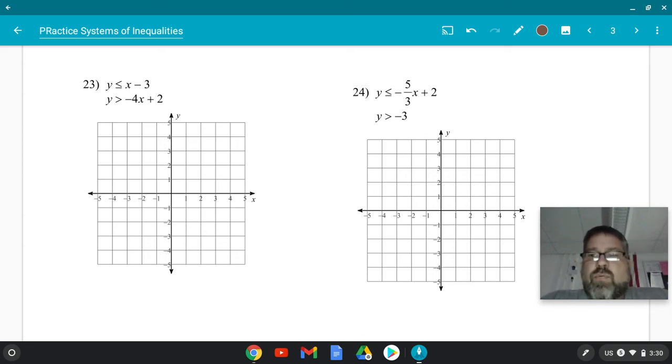Welcome to 3.5, Solving Systems of Linear Inequalities. Okay, this should go relatively quick. I want to show you a couple problems and then let you go to work on your own. Let's go to work.